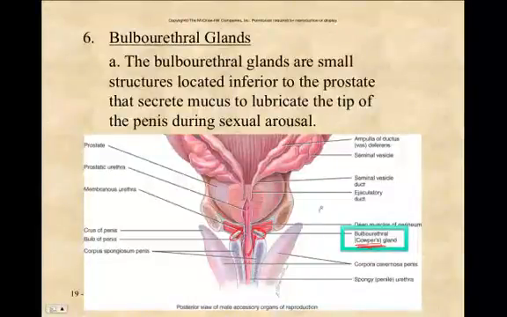The main function of the bulbourethral gland is to produce this mucousy substance that helps to lubricate the tip of the penis during sexual arousal. So the main function of the bulbourethral gland is to produce this lubricant that is going to lubricate the tip of the penis.